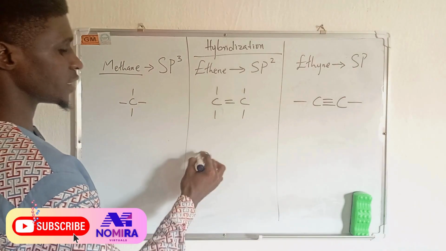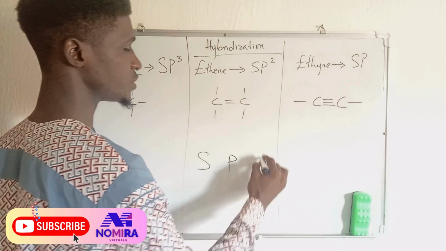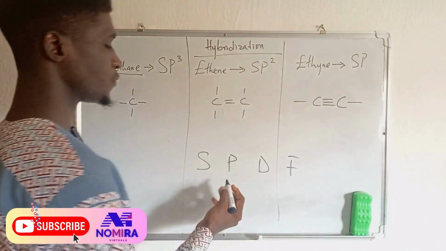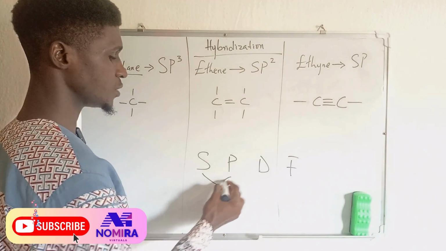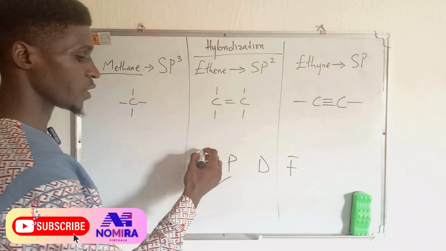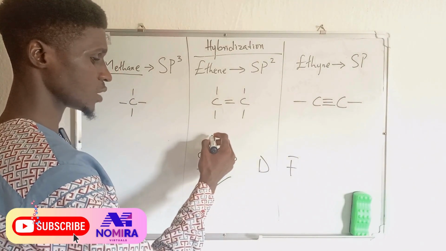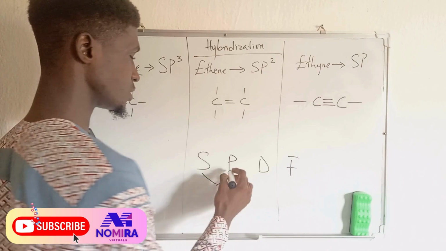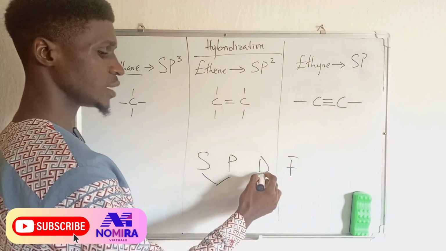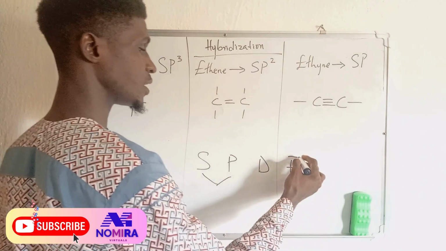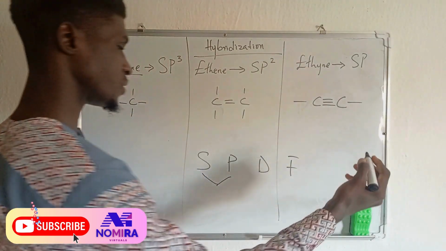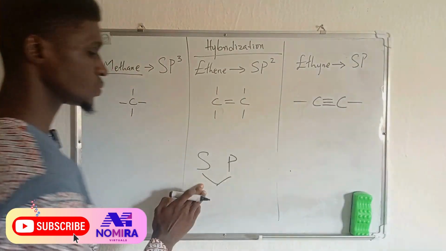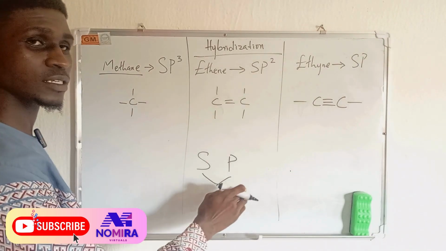We have the S, we have the P, we have the D, and we have the F. Now we are going to be focusing on the S and the P. The S is the spherical block or spherical series. It represents the shape of that orbital. The P is the principal, then the D is the diffuse, then F is called the fine series or the fine block. So we are going to be focusing on these two orbitals, the S and the P.